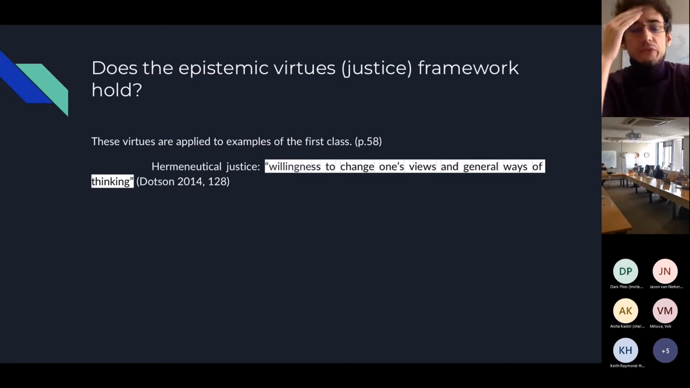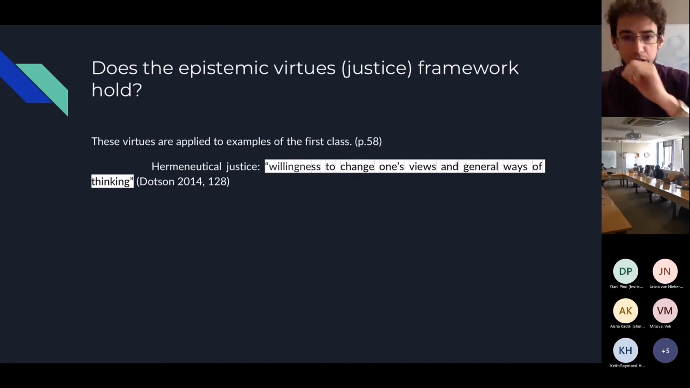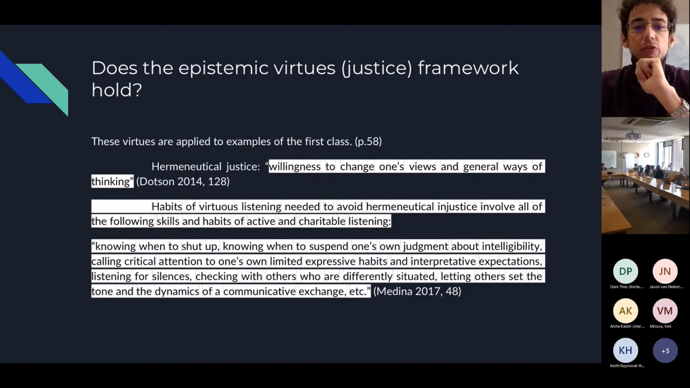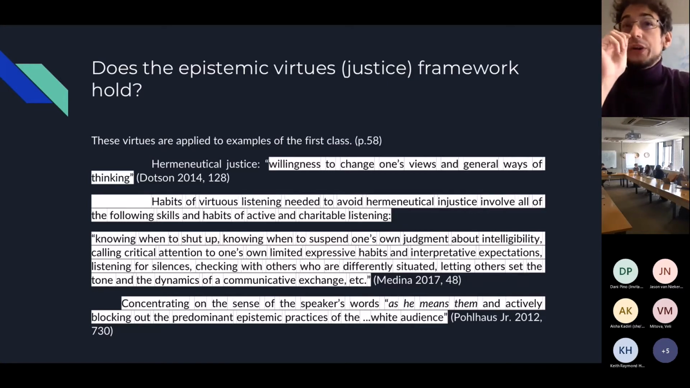So another question, apart from the difference between these two kinds of contents that we may differentiate at first sight, would be to put into question how the epistemic virtues, specifically the epistemic justice framework, would work in this content for moderators. The examples we find for epistemic justice would be, for example, a willingness to change one's view and general ways of thinking, habits of virtuous listening, like knowing when to shut up, knowing when to suspend one's own judgment, and some other examples like concentrating on the sense of the speaker's words as he means them and actively blocking out the predominant epistemic practice of the white audience.